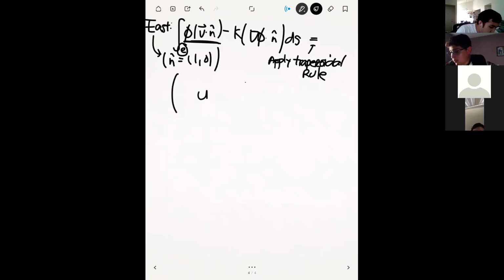Then we apply the trapezoidal rule on the phi value, and we get phi at little e, which is the solution value at the east face. From that, we're going to subtract k times the gradient of phi dot n. That's going to be k d phi dx on the east face. Because remember, since the gradient of phi is a vector, once we take the dot product with n, we're only left with one component. The one component in this case is the x component, so we have d phi dx.